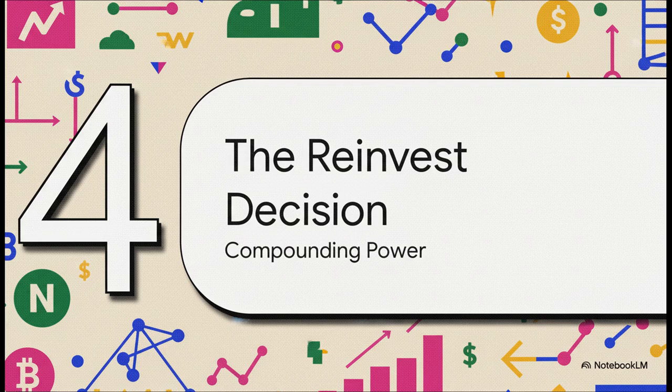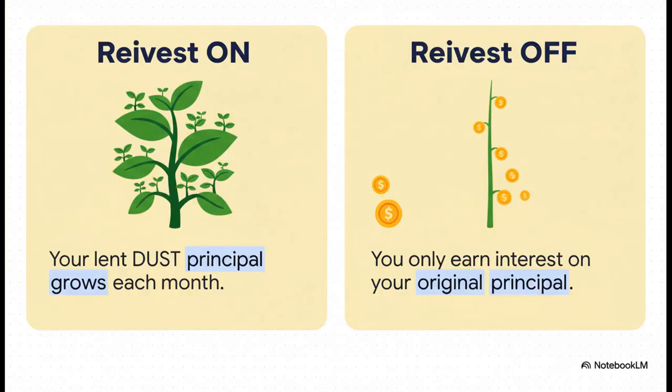All right, let's talk about the reinvest decision. This is the powerful choice between compounding and cashing out. And honestly, this next little switch might just be the most important strategic choice in the whole simulator. It's that classic, powerful decision. Do you compound your earnings or do you cash them out? And the difference is huge.